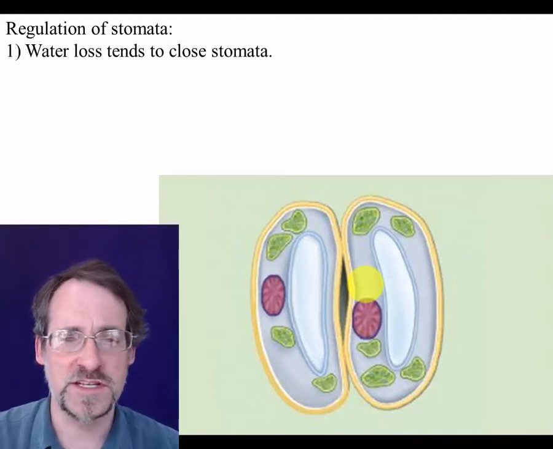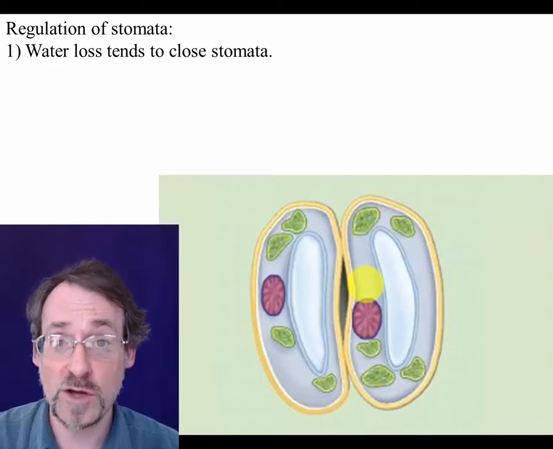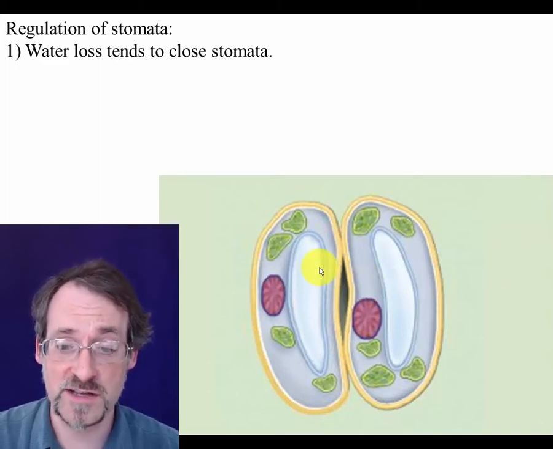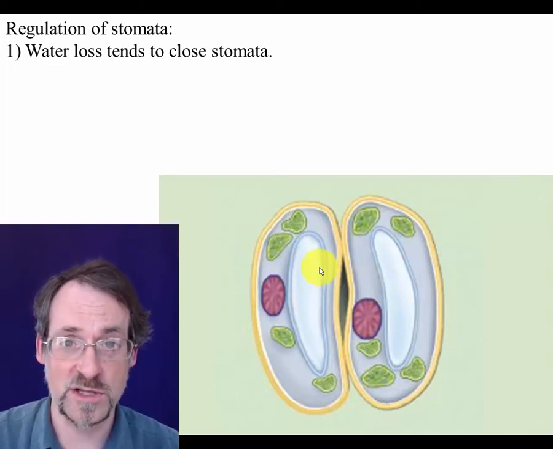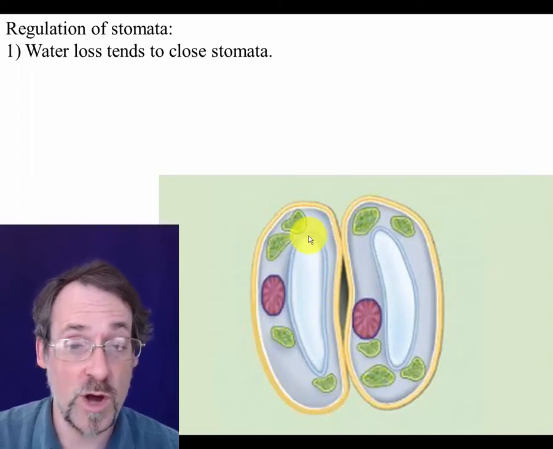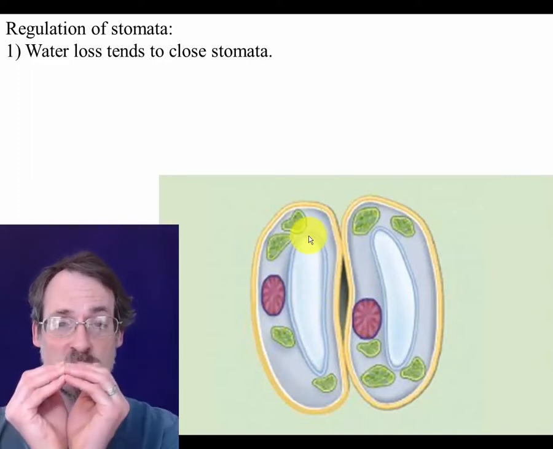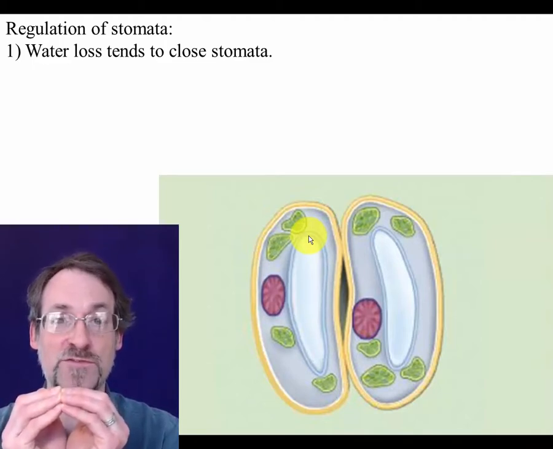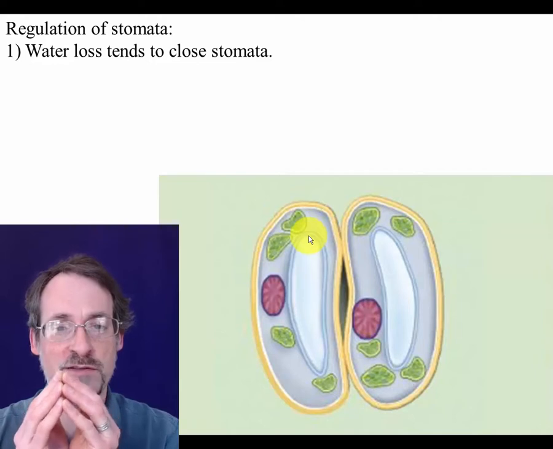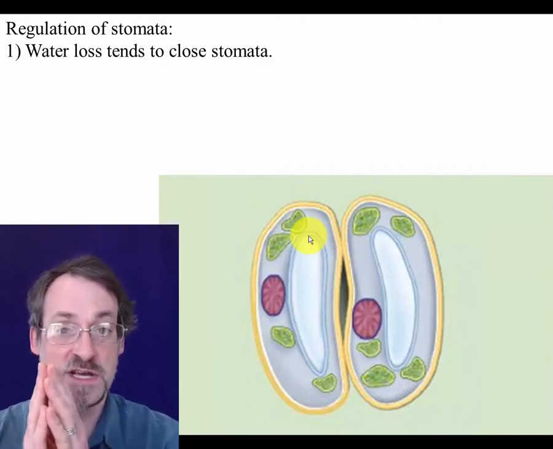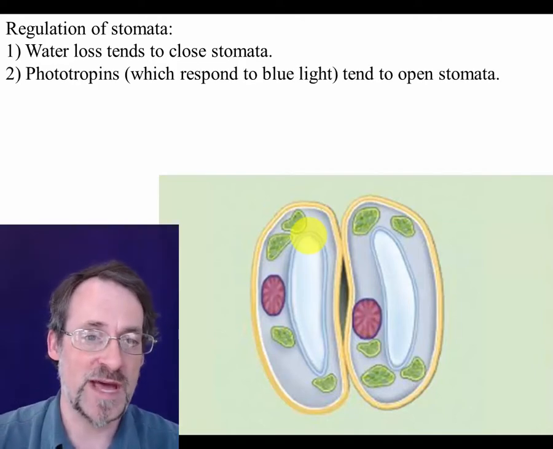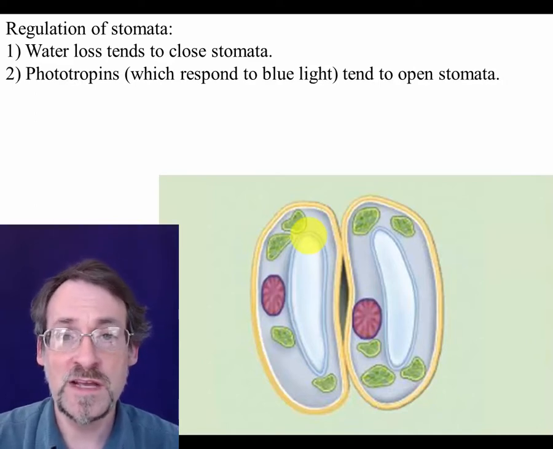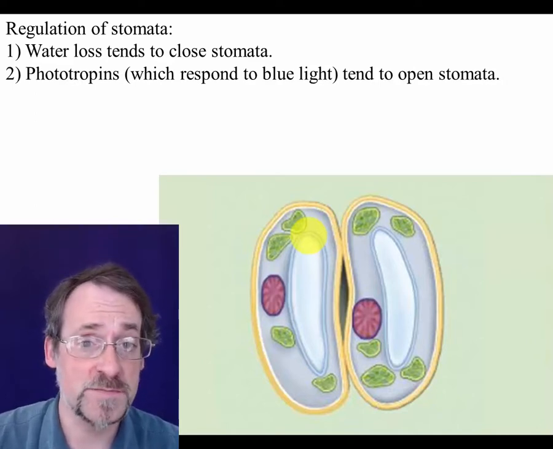One of the clever things about stomata is that water loss by the guard cells here tends to cause them to close. When these cells are fully inflated with water, they bend outward, opening up a gap between them. As they become flabby, as they lose water, they tend to collapse in on themselves, shutting the stomata automatically. However, there are other mechanisms.